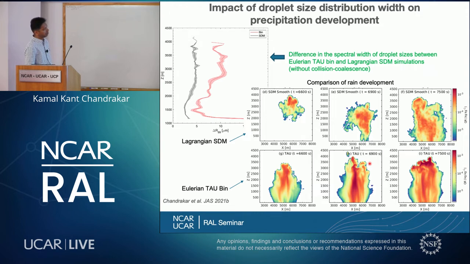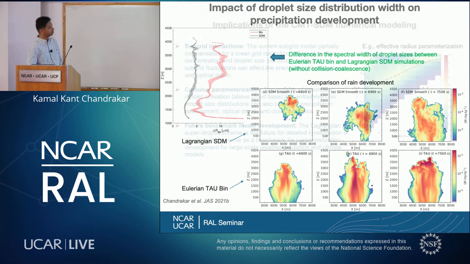And at later times also, there's a significant difference in the magnitude of the precipitation between the Lagrangian and the Eulerian bin microphysics. So these bin microphysics are generally used for parameterizing different process rates, for example, autoconversion and accretion rate. So we have to be careful when we use a parameterization based on a bin scheme, because these biases in the precipitation development can also propagate to the parameterized process rates.